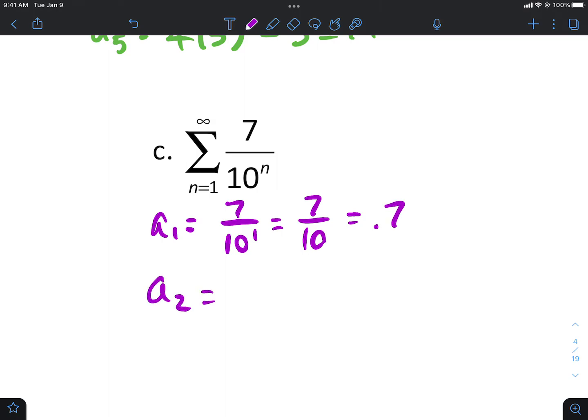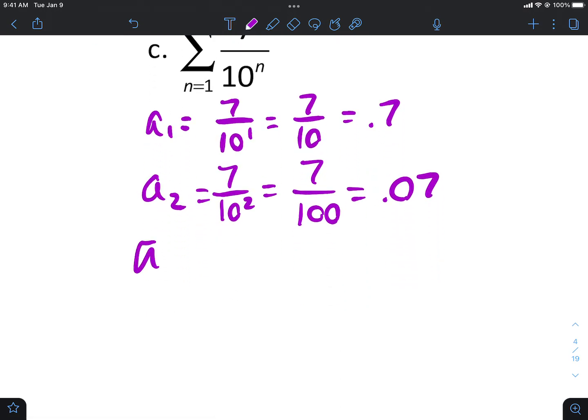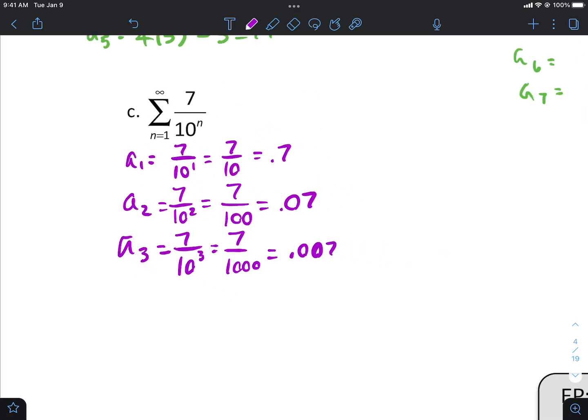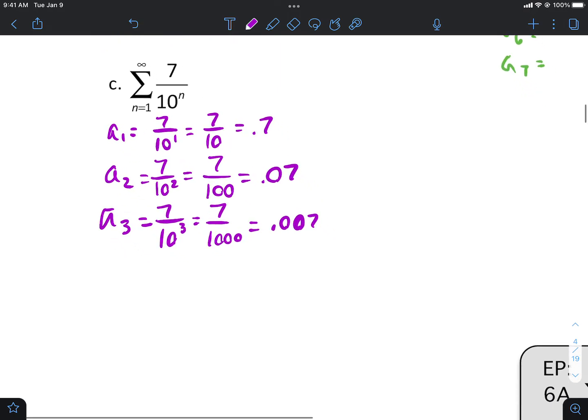A sub 2 would be 7 over 10 squared. That'd be over 100 right there. That'd be 0.07. And then you can rinse and repeat here. That'd be 7 over 1,000. That'd be 0.007. Okay, and that'll keep on going forever. So basically, you keep adding an extra 7 digit to the end of these here.